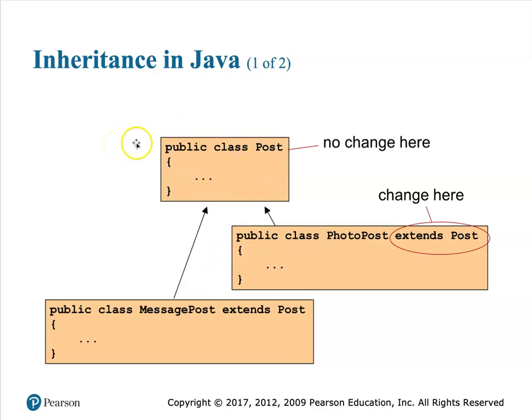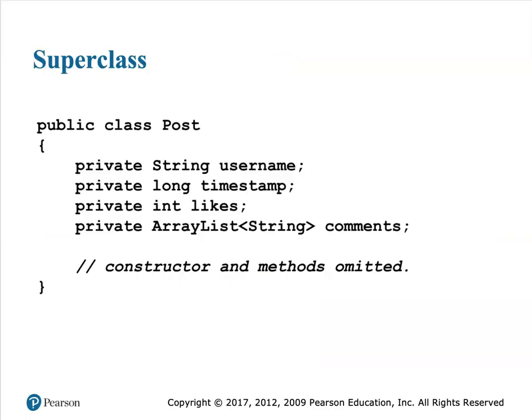Flipping the relationship around, Post is a superclass for MessagePost. Post is the superclass for PhotoPost. So let's look at superclasses. Inside of this particular superclass, we would declare just what we saw in the last video. The pieces that were common to MessagePost and PhotoPost have now been moved into this class.